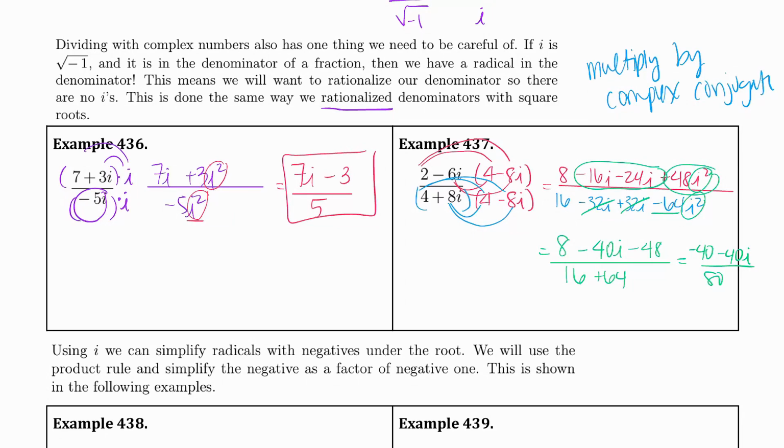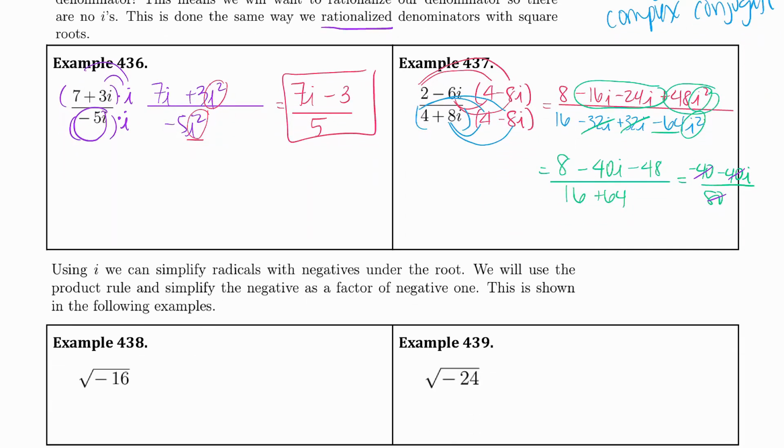We can definitely keep simplifying this. We can divide each of these by 40. And if I divide each of those by 40, I get negative 1 minus 1i, or minus i, divided by 2. And so that's our fully simplified version.